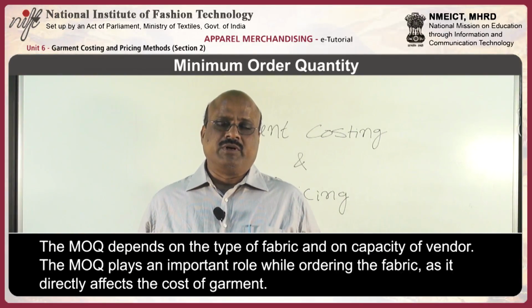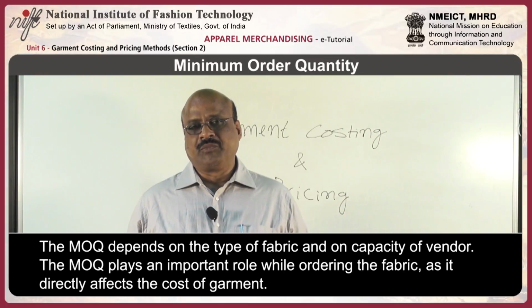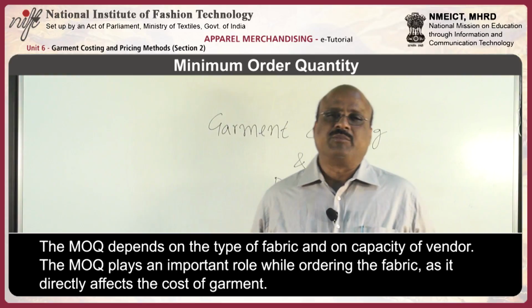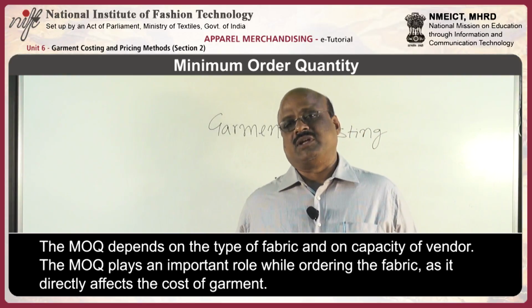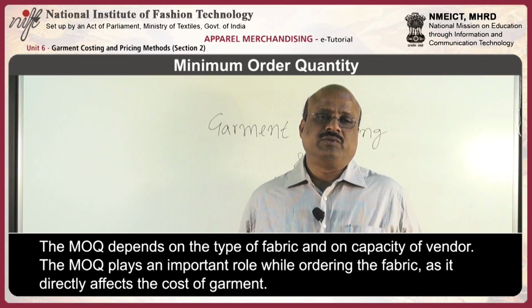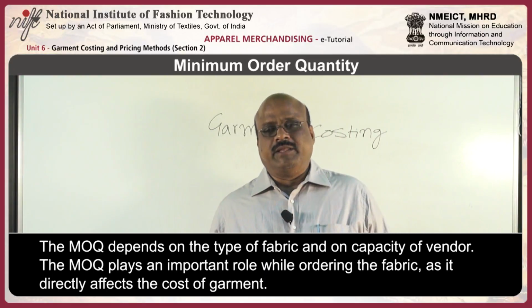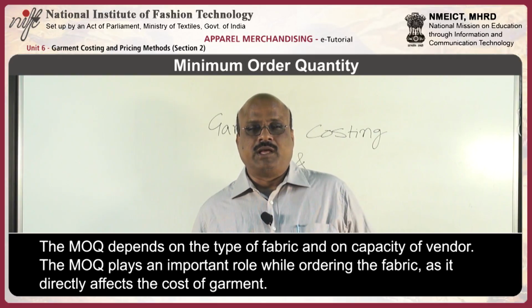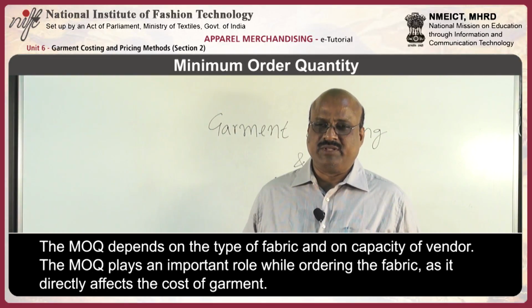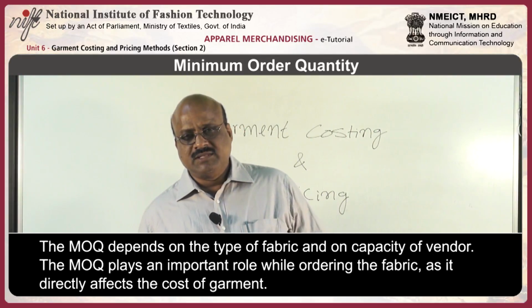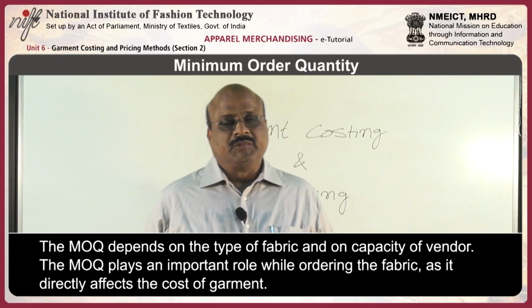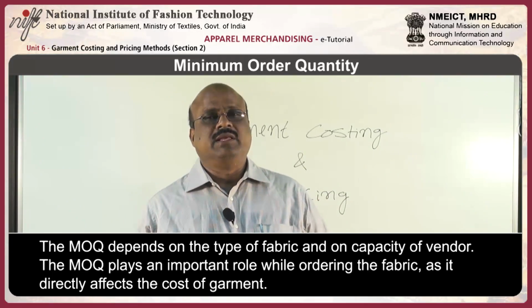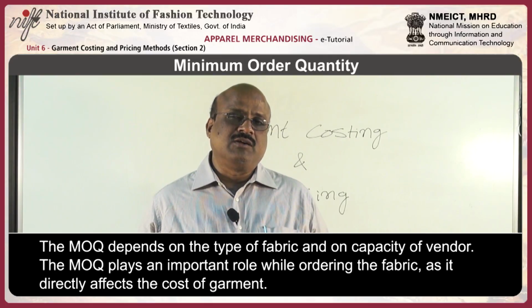The minimum order quantity depends on the type of fabric. So what is the minimum order quantity? It varies with the type of fabric and the capacity of the vendor. What is the production capacity of the vendor? Based on that, the MOQ may vary. The MOQ plays an important role while ordering fabric, as it directly affects the cost of the garment. You have to order a quantity equivalent to or more than the MOQ, and that affects the cost of the garment.